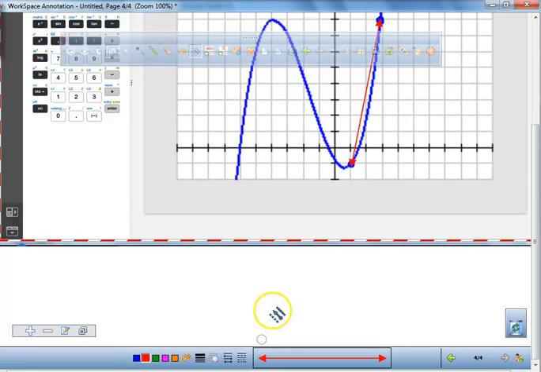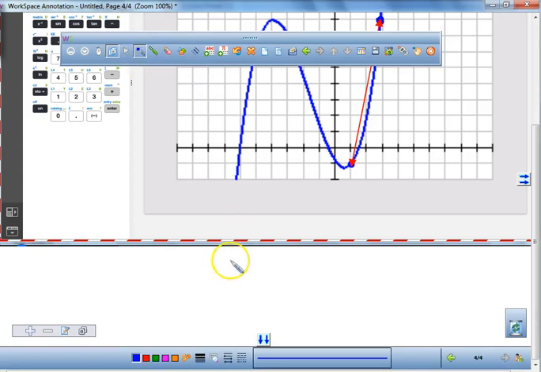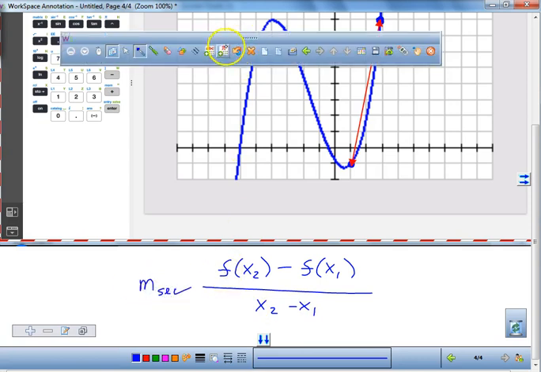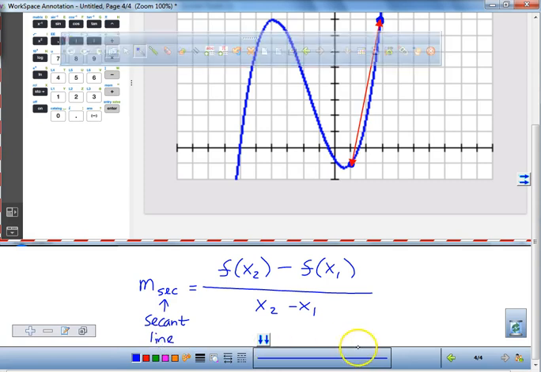Okay? So right now, our formula is this. You're going to take the function where you evaluate your x2 value, and you're going to take away what f of x1 is, and you're going to divide it by x2 minus x1. And that is going to be the slope of SEC. You guys remember what SEC stands for? That's going to be the slope of your secant line.